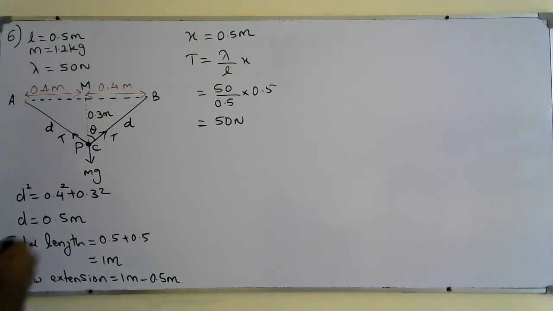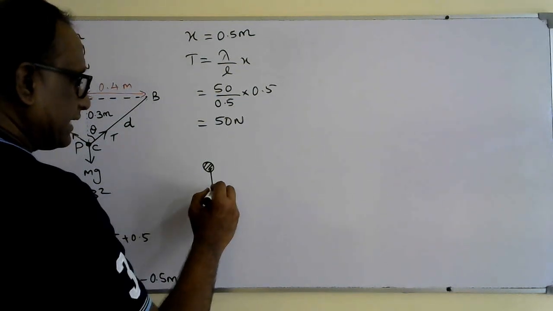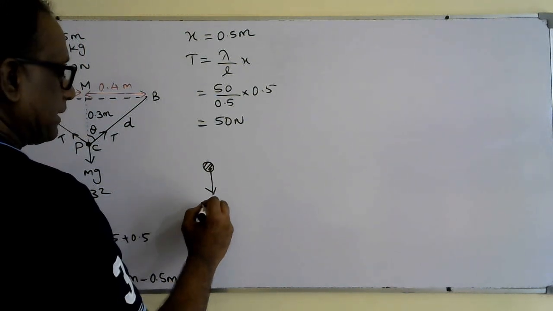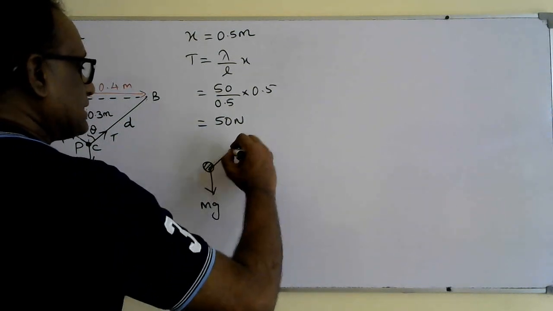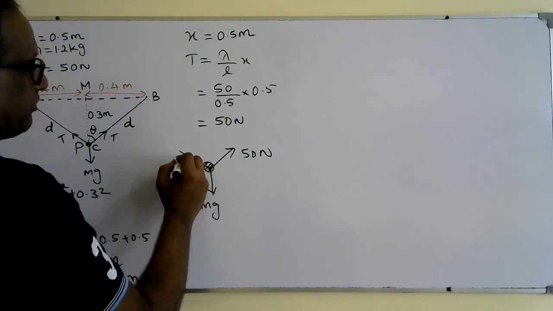Okay, so when I draw the free body force, the actual force acting on the particle, the weight is acting downwards, mg, we can substitute the value of mg. So this tension T, which is 50 Newton, here this is 50 Newton.